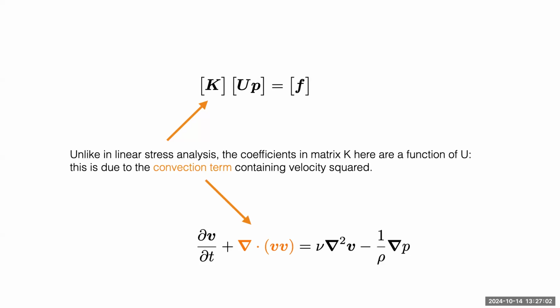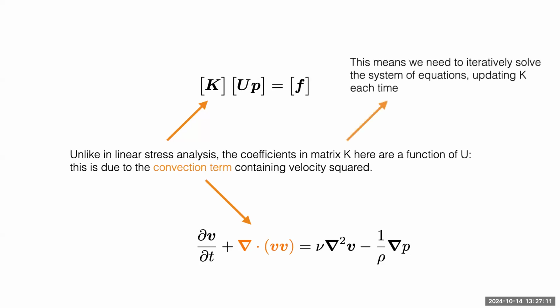So how do we solve this? It means that typically K will be a function of velocity, and that means we have to iteratively solve the system. We have to solve the system over and over again. So maybe we'll solve it, calculate K using the latest velocity, solve the system to get a new velocity and pressure. Then we will recalculate K using the latest velocity and pressure, and then solve that again and again and again, and keep doing that until the system converges.